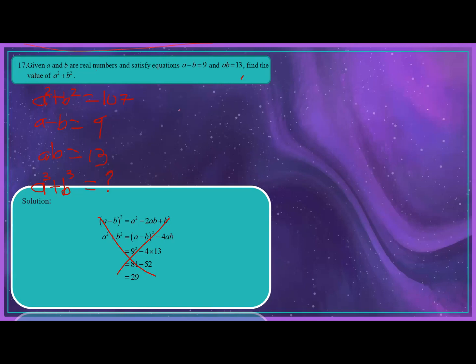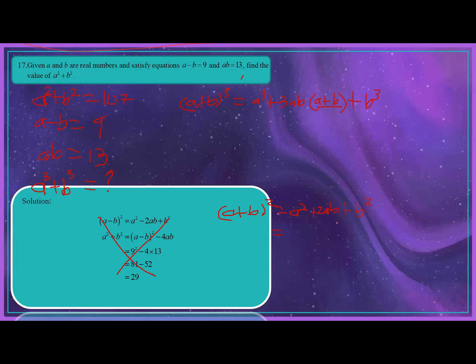Okay, so a cubed plus b cubed. So that's a plus b cubed. So we have a cubed plus 3ab times a plus b plus b cubed. Okay, so now we need to find a plus b first. So a plus b squared would be a squared plus 2ab plus b squared.